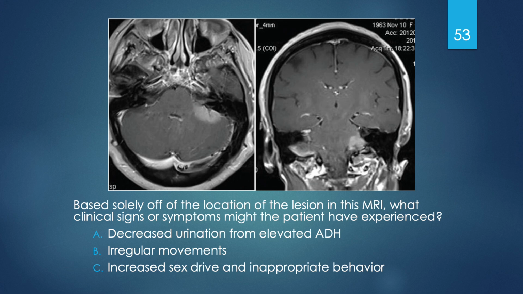Could it be decreased urination from elevated ADH? Well, what would that have anything to do with? The pituitary gland is involved in ADH, but that's not what we're looking at here in the cerebellum. So what does the cerebellum do? Postural movement, right? So irregular movement would be your very best guess. If somebody has ataxia, irregular movement, that would be a consistent presentation with a lesion in the cerebellum.